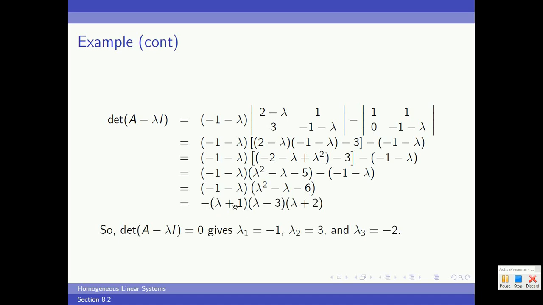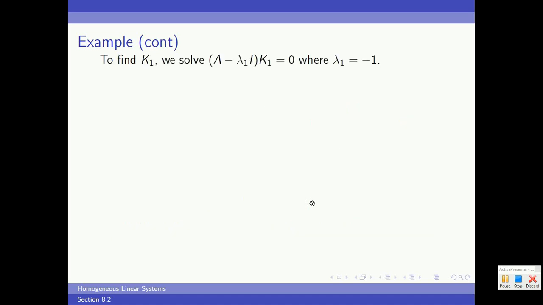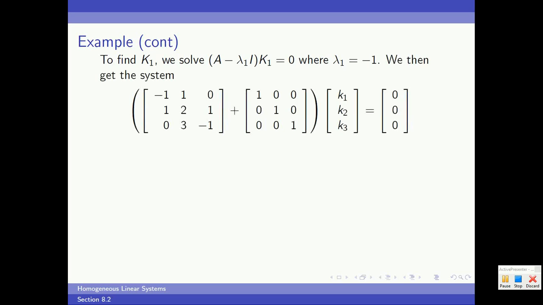Finish factoring. I can factor out a negative here, so this ends up being lambda plus 1. This factors into lambda minus 3, lambda plus 2. So I get 3 different eigenvalues. I have -1, 3, and -2. So again, for each of these, we need to find the eigenvector. So starting with lambda equals -1.